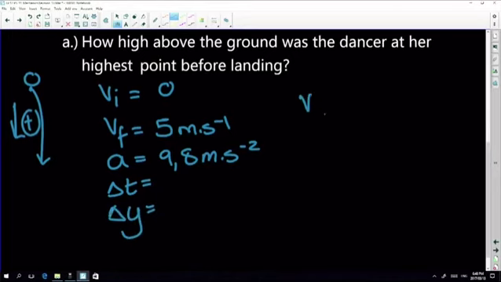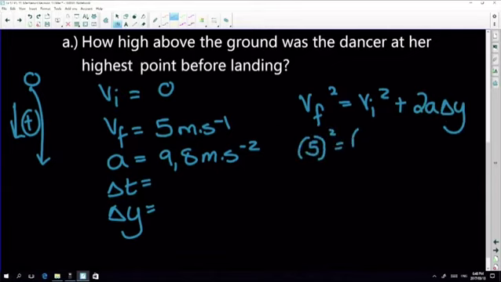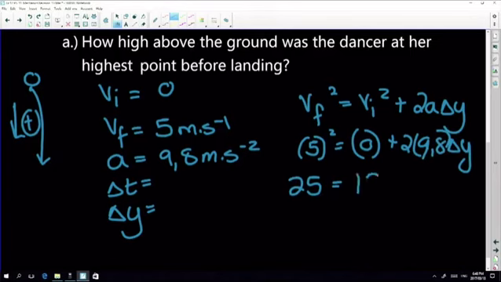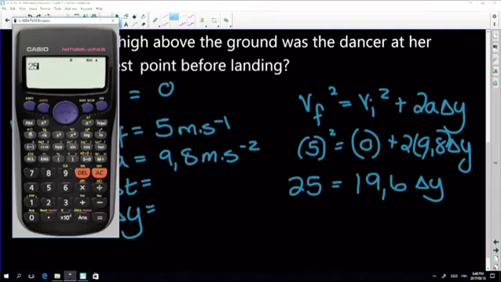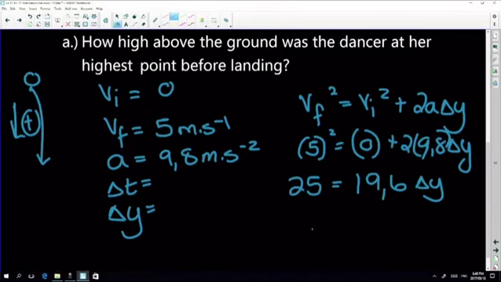So we're going to use VF squared equals VI squared plus 2A delta Y. VF is 5. VI is 0. This is 2 times 9.8 times delta Y. Okay, so we're going to have 25 equal to 19.6 delta Y. So now we go 25 divided by 19.6, and delta Y is 1.2 meters.